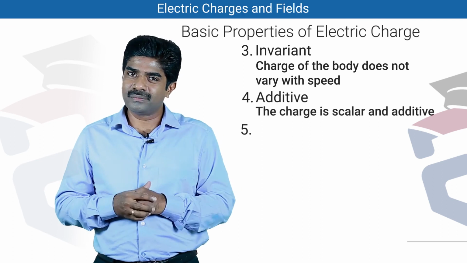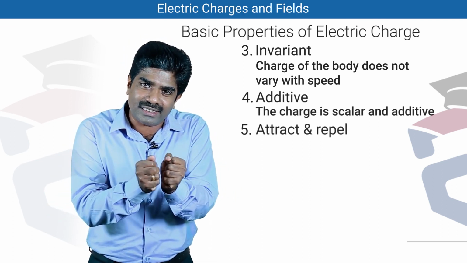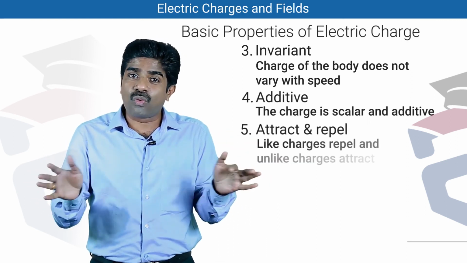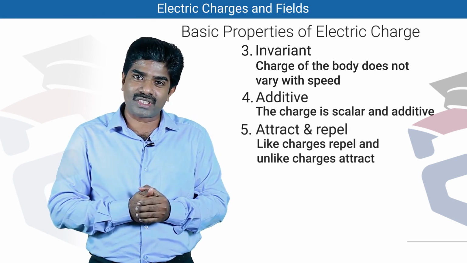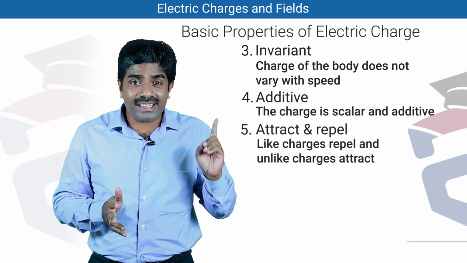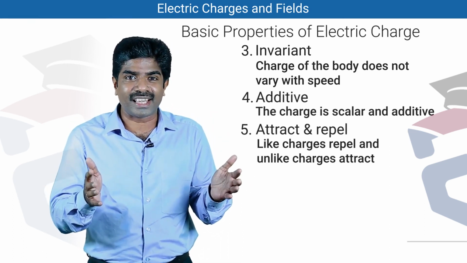Property 5. What happens if you place two positive charges close to each other? They get repelled. What happens if you have a positive and negative charge close to each other? They attract. Therefore, the like charges repel, and unlike charges attract.